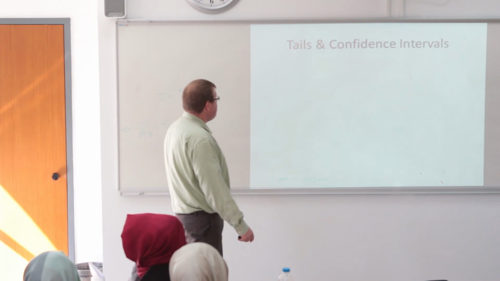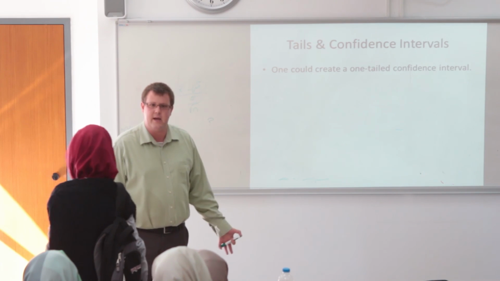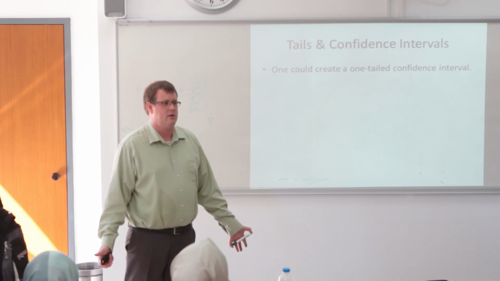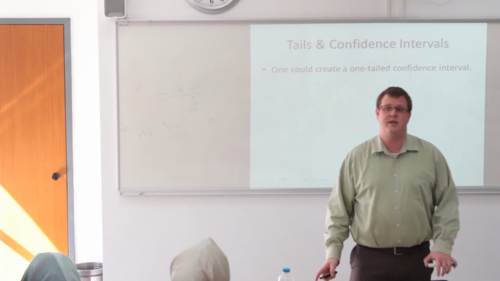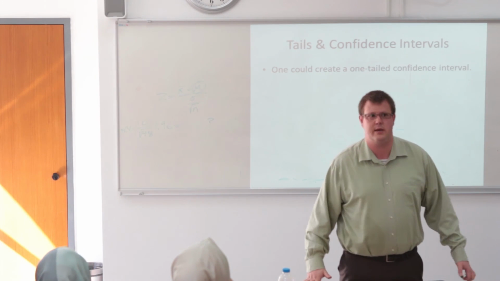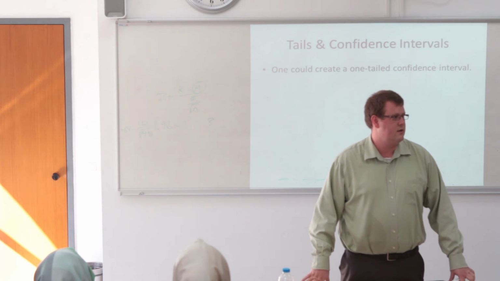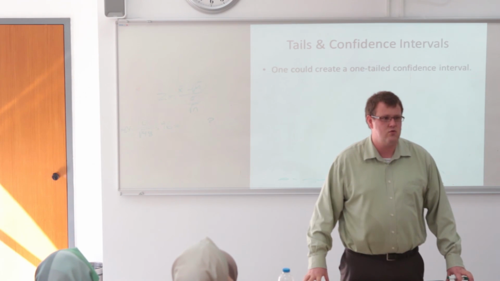Okay, so tails and confidence intervals. Someone could create a one-tailed confidence interval. If you were creating a one-tailed confidence interval, what would one of the tails have to be? Or the absolute value of one of the tails? Not 0.